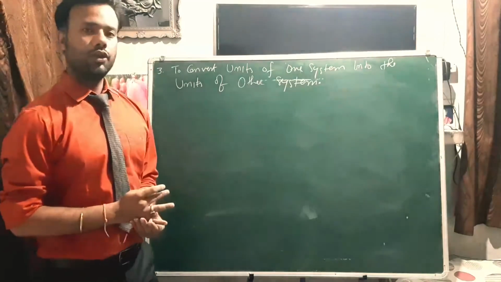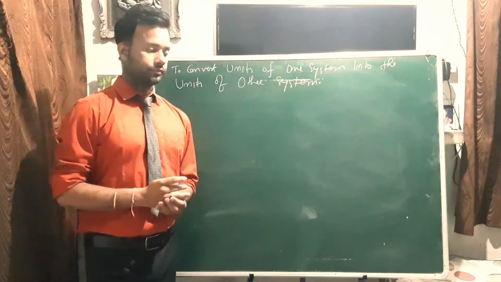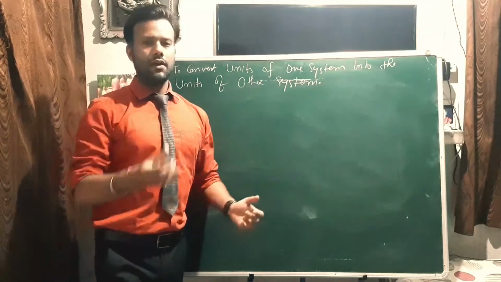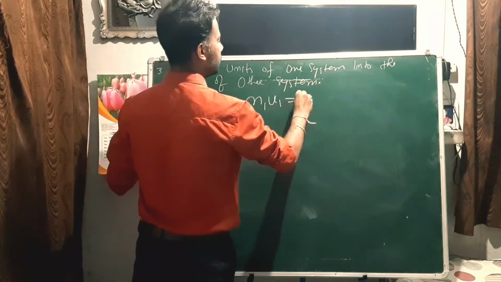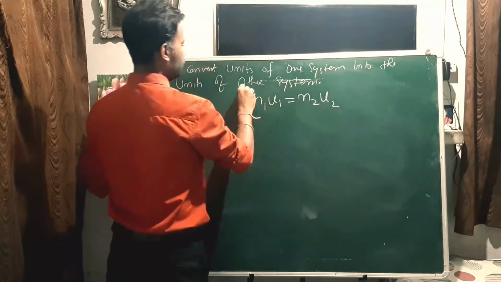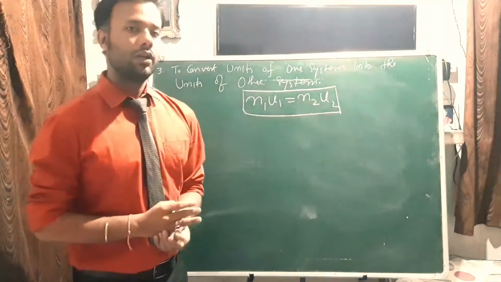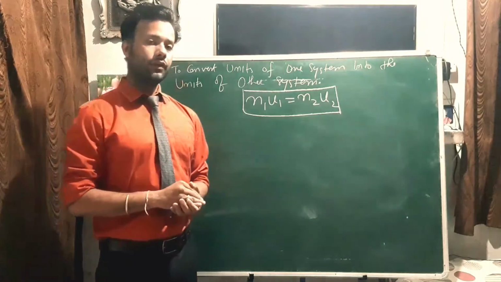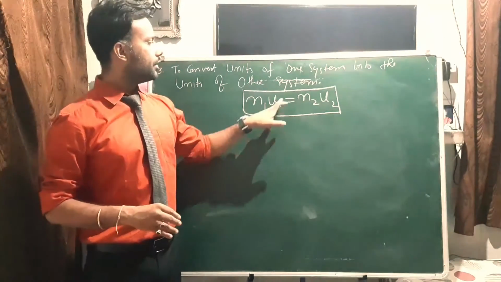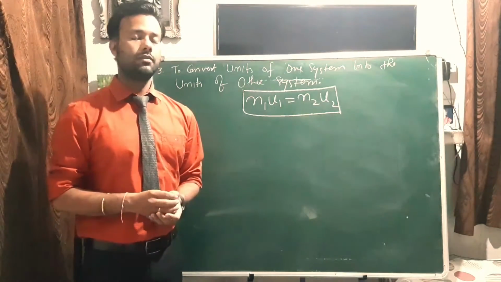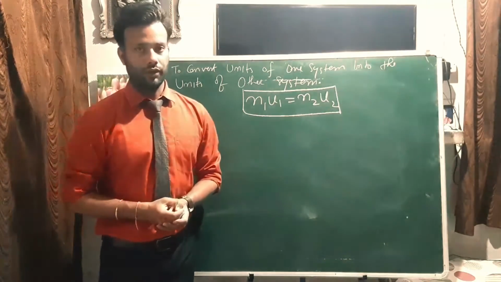So let's do it. To convert units of one system into units of another system, in this application we have a small formula, which is N1 U1 equals N2 U2. This is the formula for this application. And what is N1, N2 and U1, U2? Here N1 is the magnitude in the first unit, U1 is the first system of unit, N2 is the magnitude of the second unit, and U2 is the second system of unit.